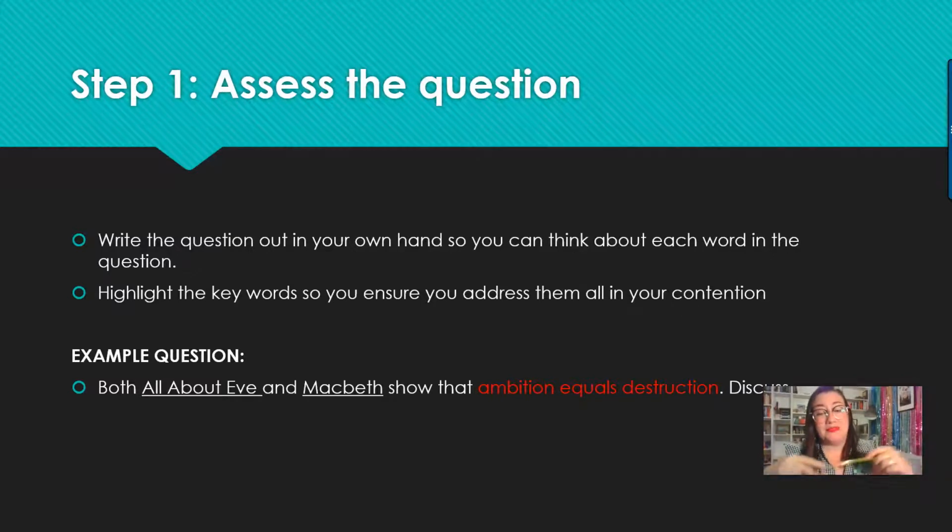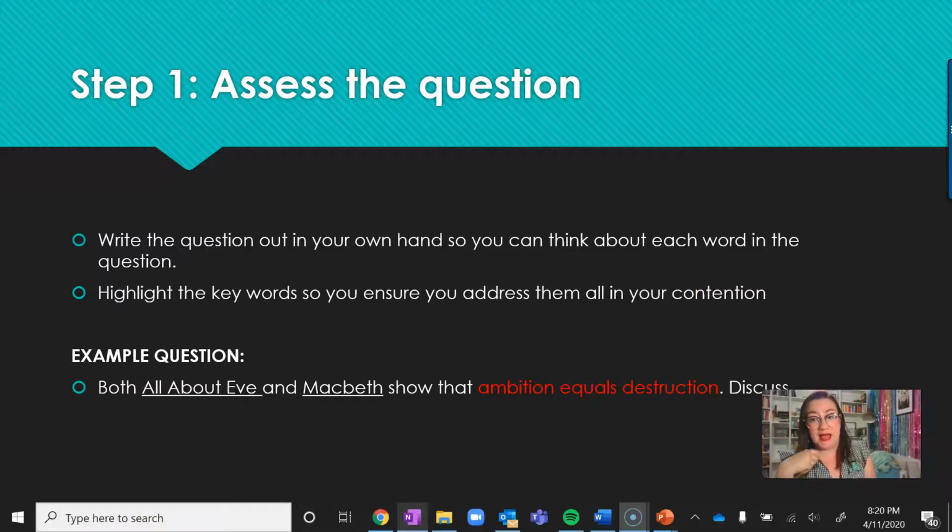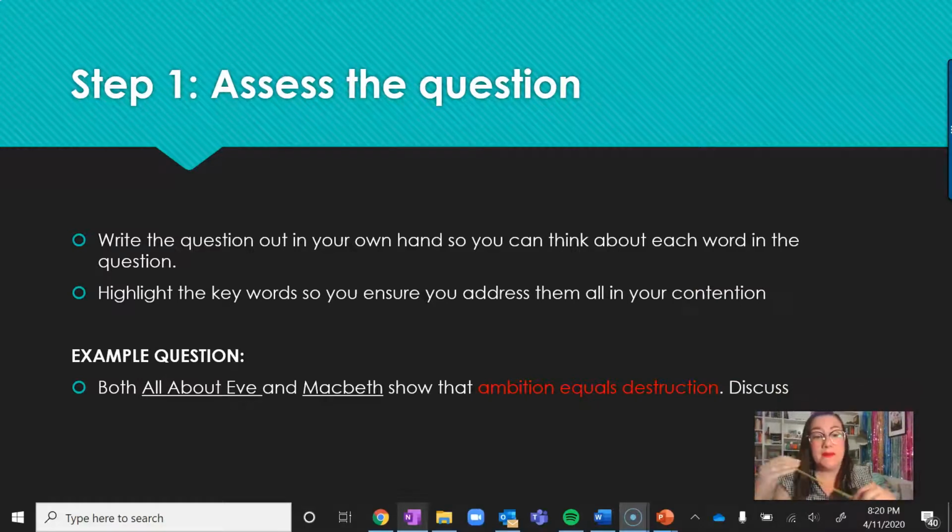So the example question that I'm looking at today is just here. And it is both All About Eve and Macbeth show that ambition equals destruction. Discuss. Now you'll notice the red words, and you'll notice throughout the piece I'll use red lettering when I want to symbolize that I'm using a keyword. Okay, so the keywords in this question are ambition equals destruction.